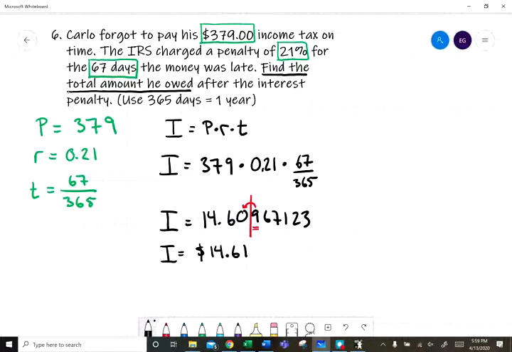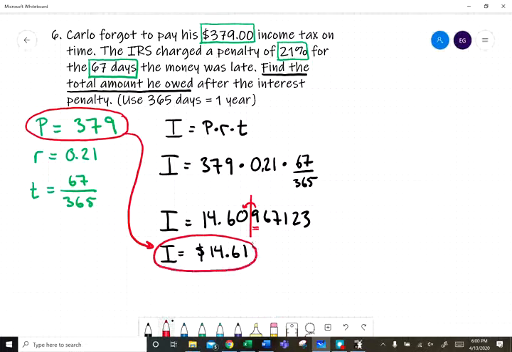Okay, so going back to the original problem, find the total amount he owed. So after the interest was added to the $379 that he already owed, he's got to pay $379 plus another $14.61. So the total amount will be $379 plus $14.61, for a grand total of $393.61.